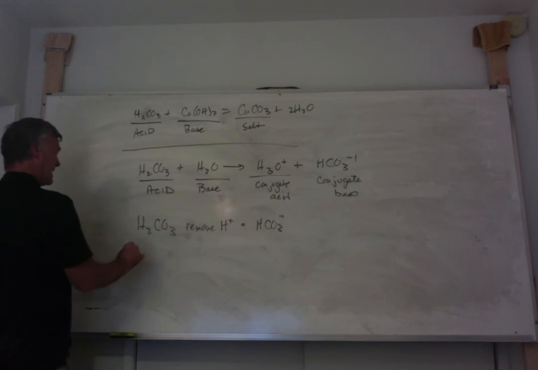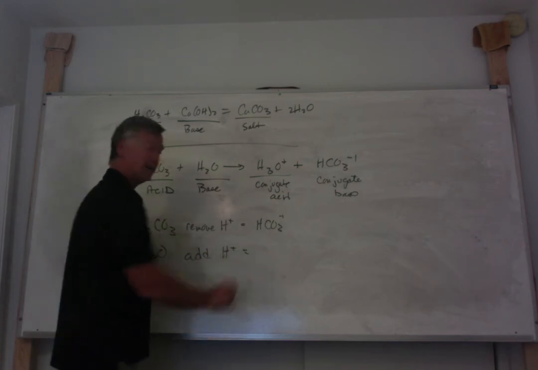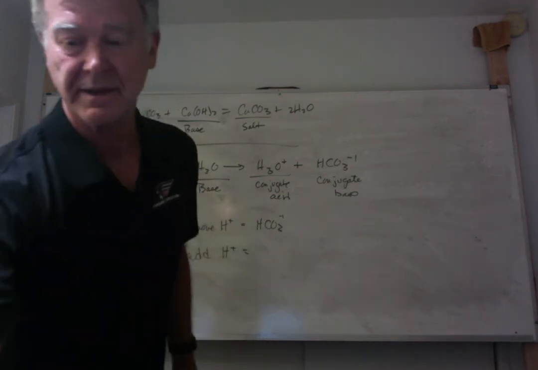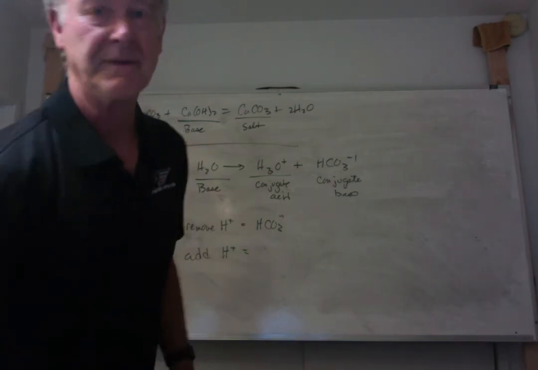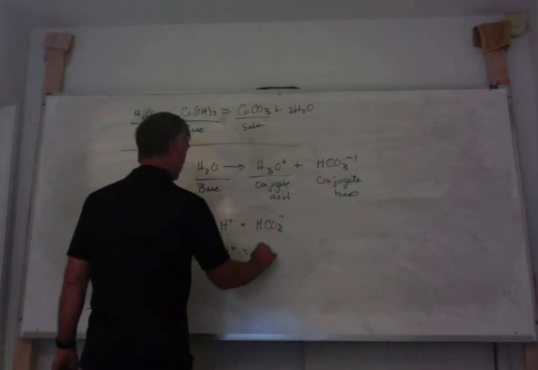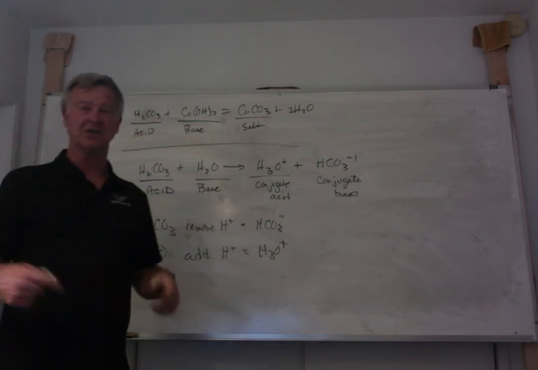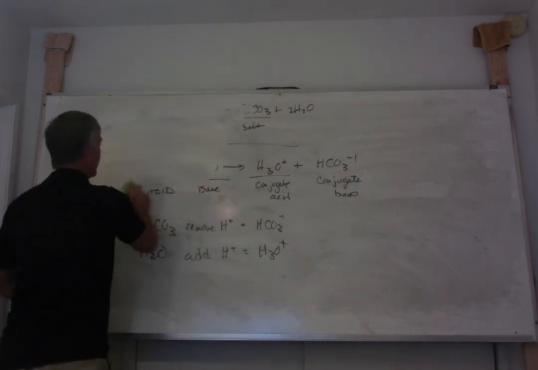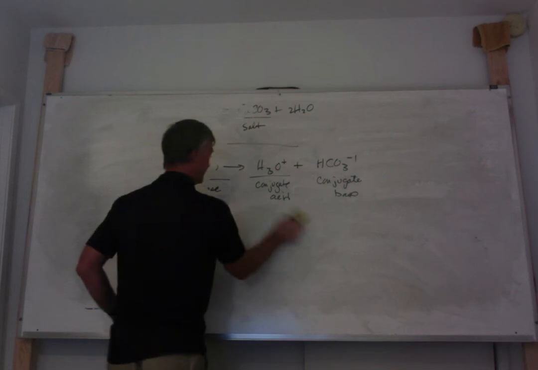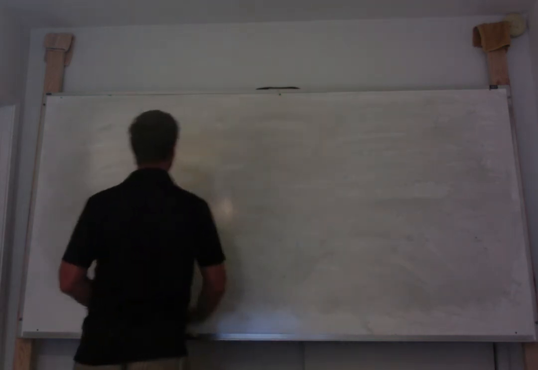And for the base, if we have H2O, we add one H plus, and that's then going to be H3O plus. So you need to be able to recognize conjugate acids and conjugate bases. And you also need to be able to do a neutralization reaction. And so let me come back to that one that we had.